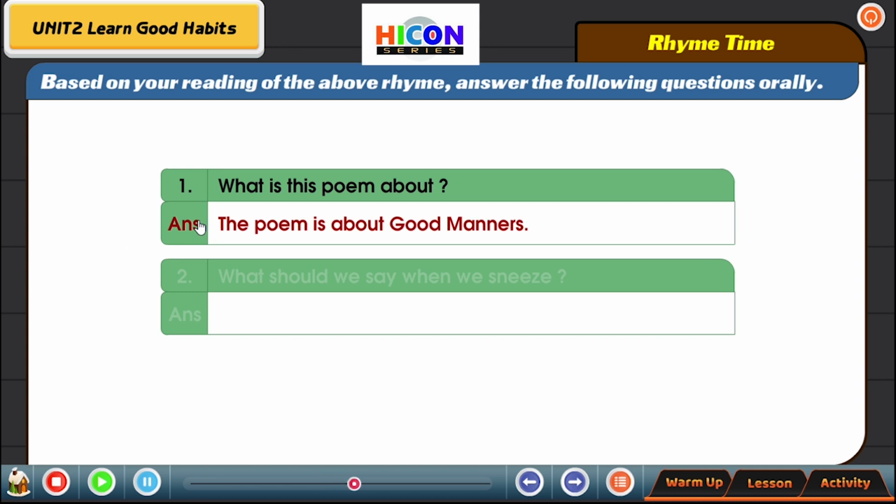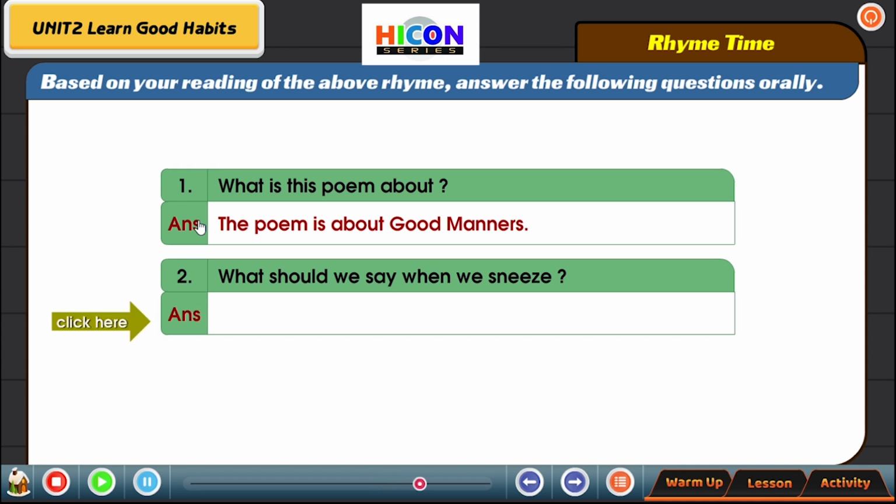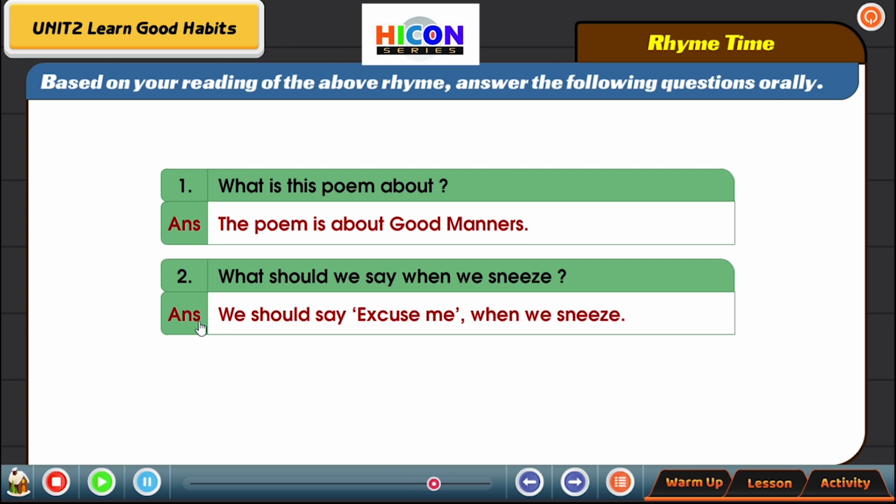The poem is about good manners. What should we say when we sneeze? When we sneeze in front of others, we should cover the nose and mouth because it can spread a lot of viruses and bacteria. So, what should we say when we sneeze? We should say, "Excuse me."